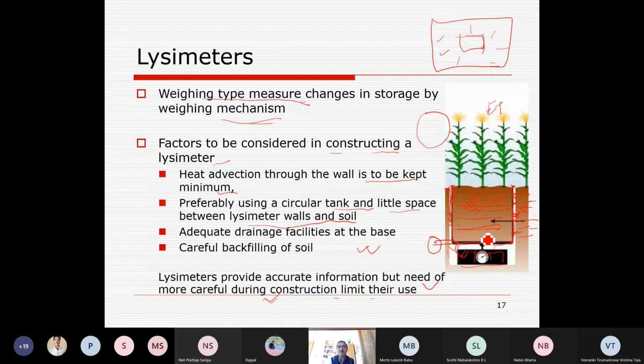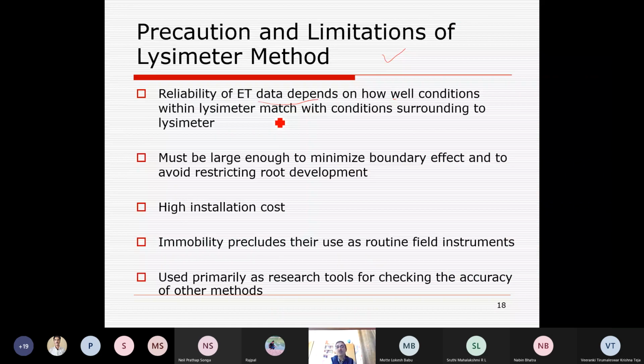Precautions and limitations of lysimeters. ET data: conditions within the lysimeter must match conditions surrounding the lysimeter, meaning in the real field. So we are simply mimicking, or developing, the same soil condition which is in the field in this lysimetric tank. That precaution should always be taken care of and kept in mind.